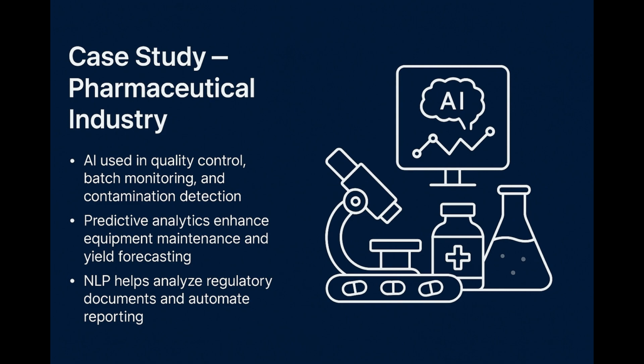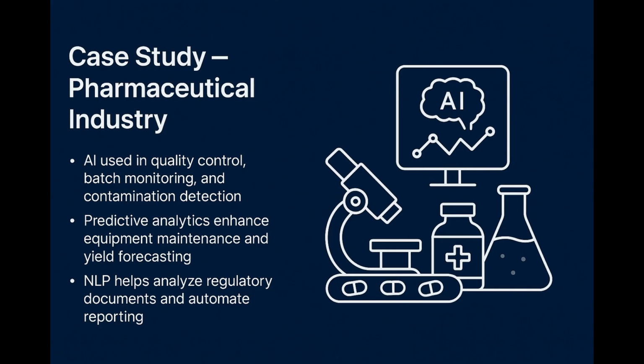In batch manufacturing, machine learning models monitor real-time data from bioreactors and mixers to identify anomalies and maintain process integrity. AI is also enabling predictive maintenance on critical equipment like centrifuges and HVAC systems, ensuring sterile conditions are preserved and reducing the risk of production halts. Another area of impact is regulatory compliance.